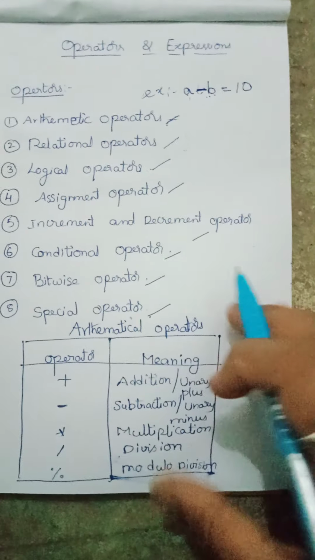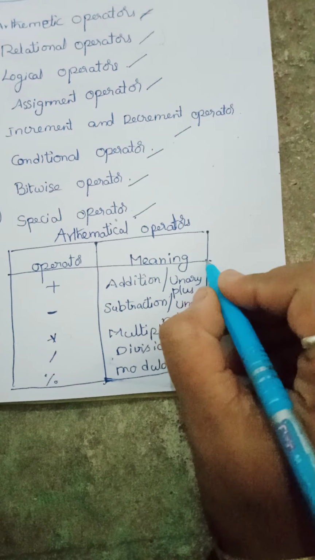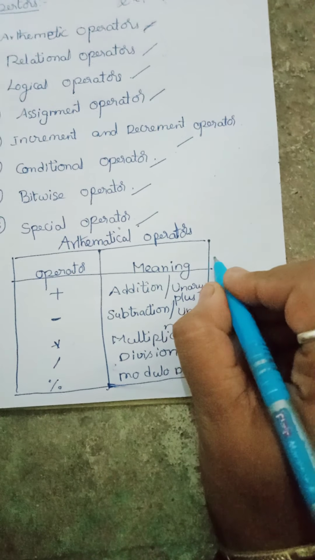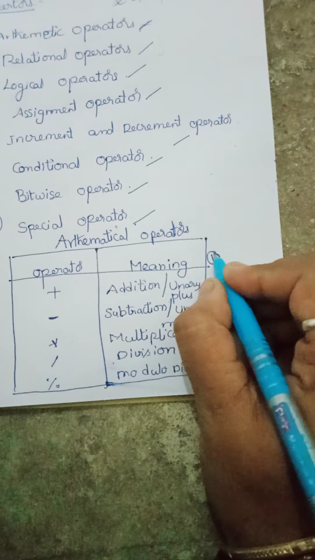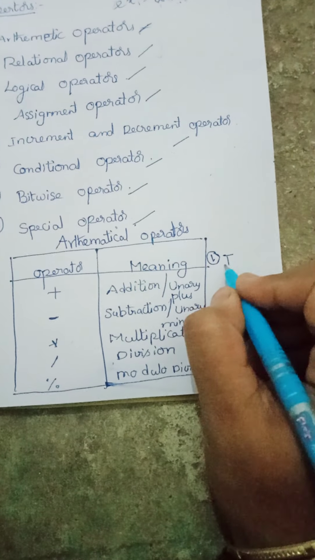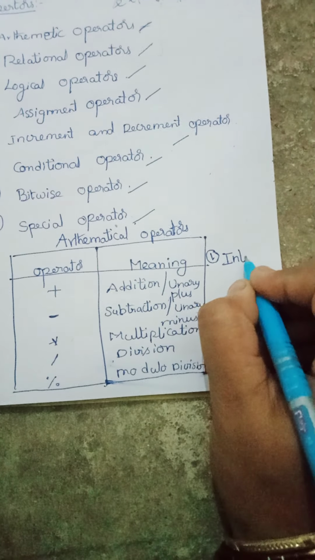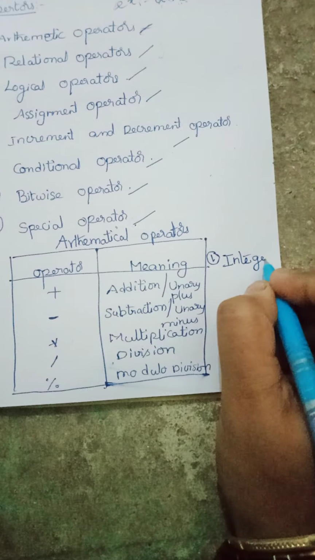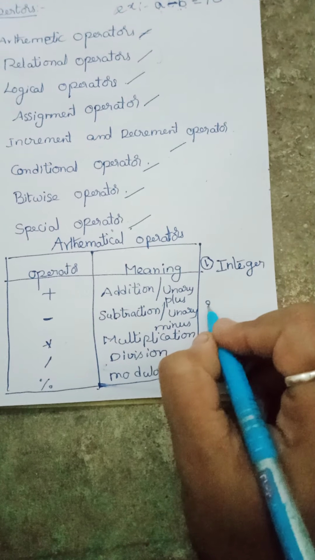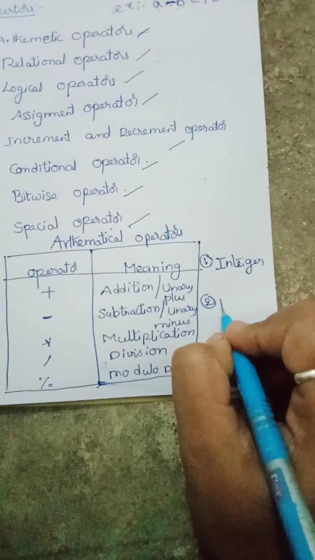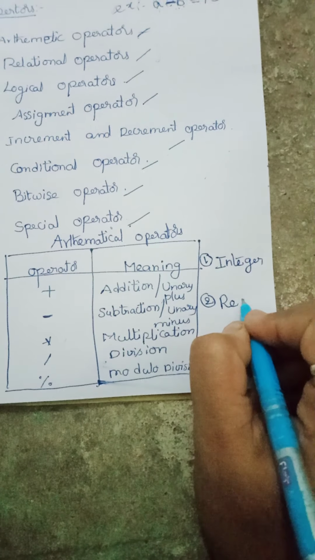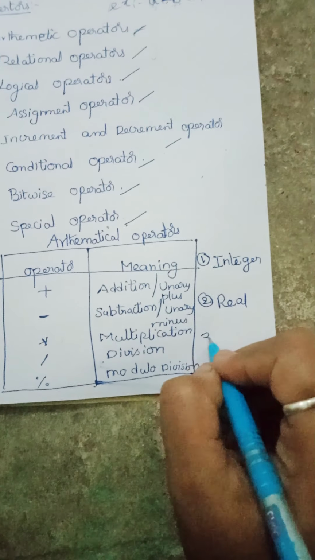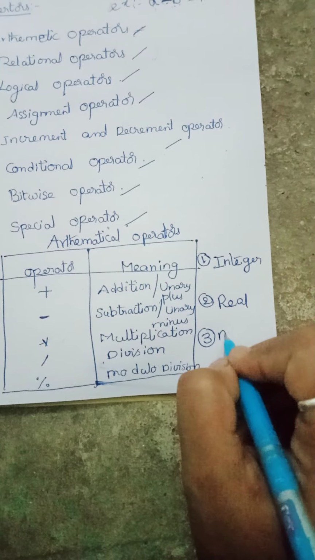Again, there are 3 types of arithmetic operators. What are they? First one, integer arithmetic. Second one, real arithmetic. Third one, mixed mode arithmetic.